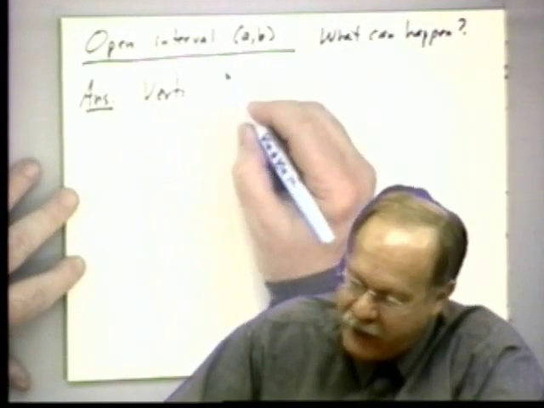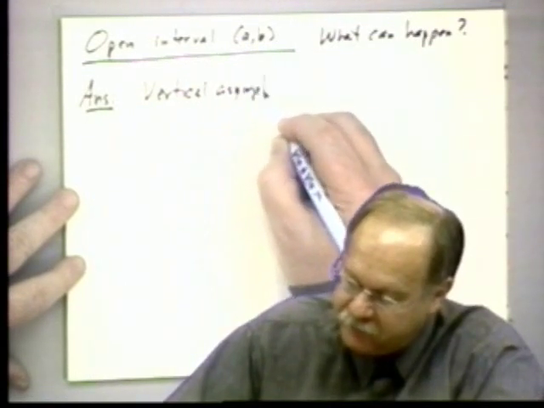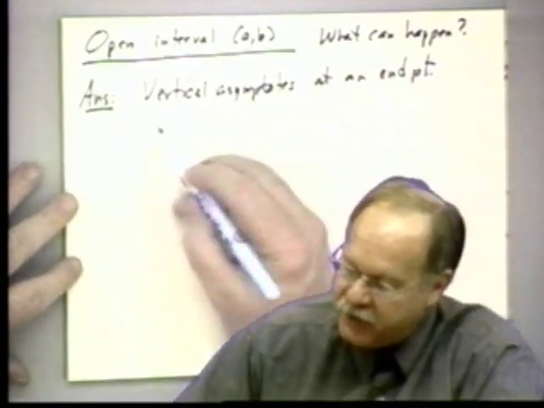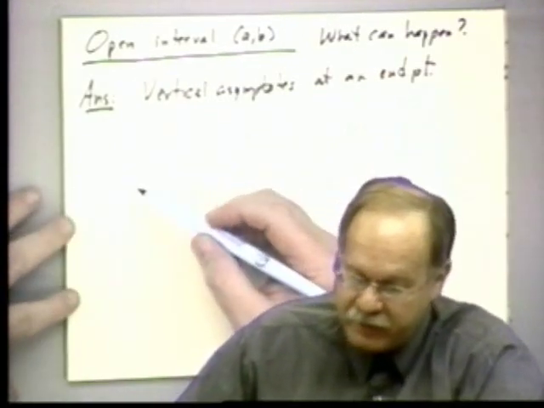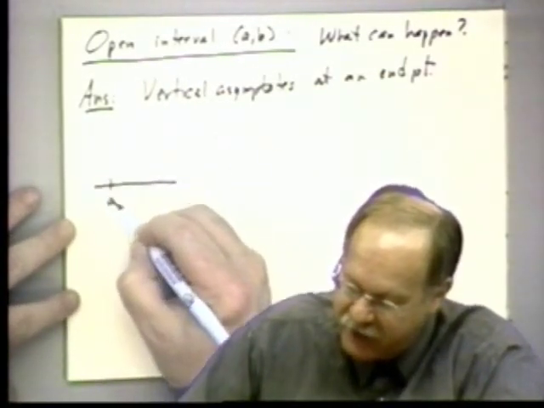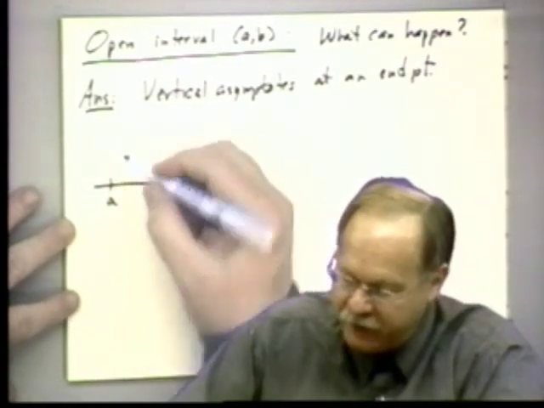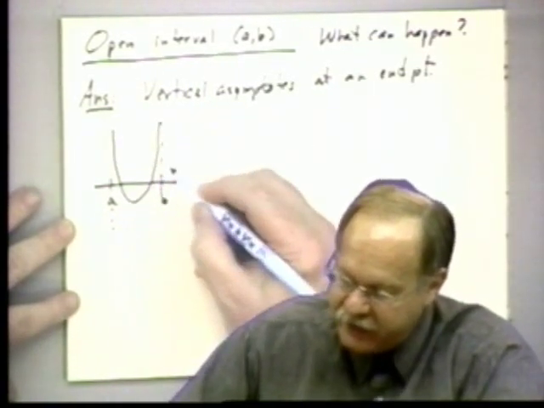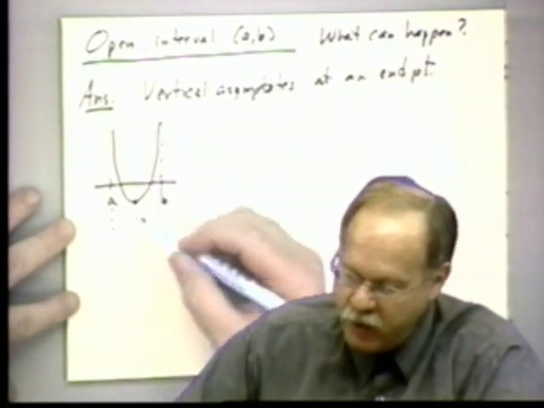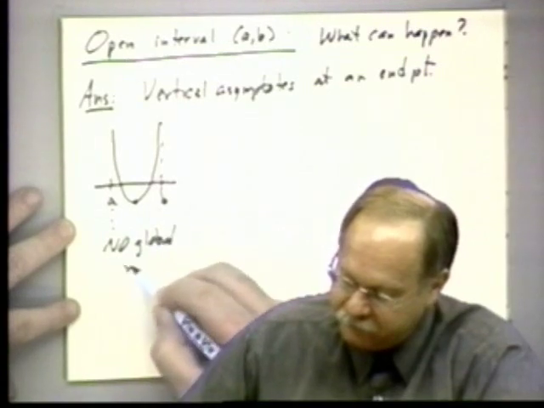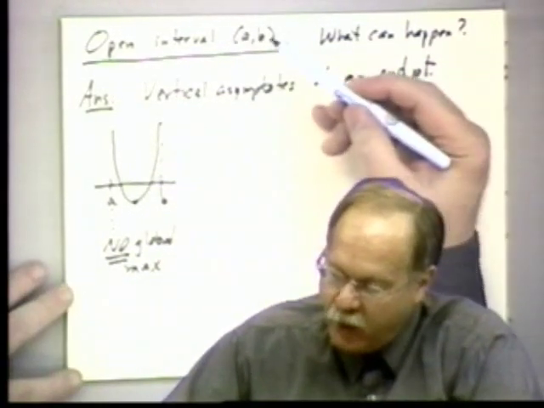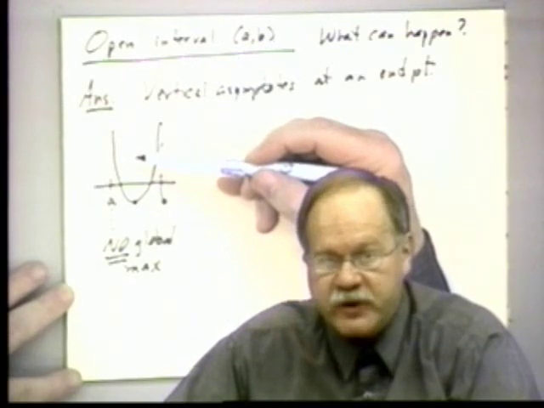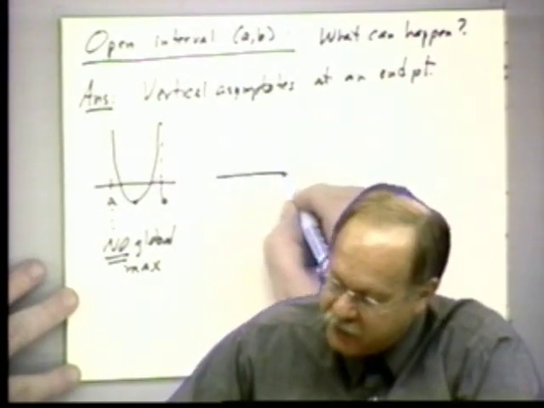So the answer is, what happens? Vertical asymptotes at an endpoint. Now I'm going to draw these with vertical asymptotes at each endpoint, but of course it could be at only one, and give you more examples. So if this is a and this is b, and the function is defined in the open interval, it's possible that the function is asymptotic on each end. So here is a case where this function will have no global maximum. And it is on an open interval that is not the entire real number line. And these asymptotes force it to go up to infinity and have no largest point, so it has no global maximum.